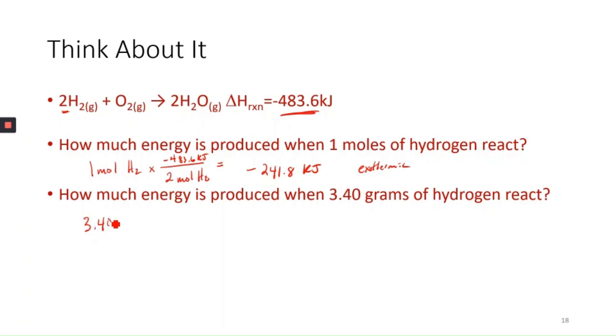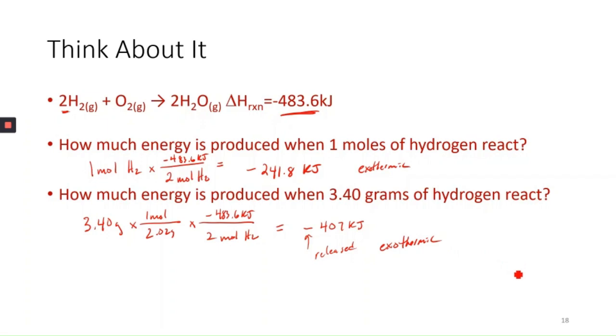Likewise, what if I'm given grams? It's just one more extra step. I got to convert my grams to moles. Then I use my balanced equation that says 2 moles of hydrogen will produce negative 483.6 kilojoules. So when I punch that in the calculator, 3.4 grams will produce negative 407 kilojoules. This negative means that it is released, and it is exothermic. That's it for now.